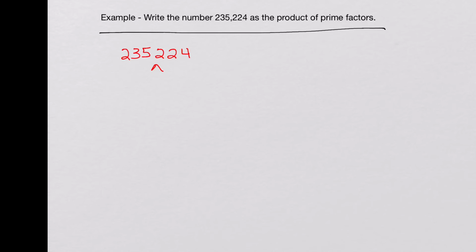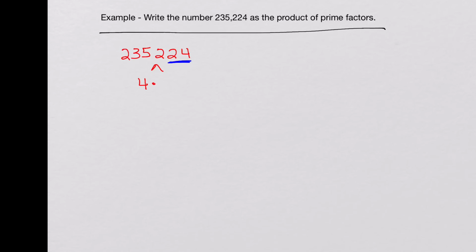Now, what I can do is use my divisibility rules to help me move along a little faster on this. I'm going to start with seeing if 4 goes into this number. I can check to see if 4 goes into a number by looking at the last 2 digits and seeing if 4 goes into those 2 digits. If it does, then 4 goes into the number. So we can see 4 goes into 235,224 because it goes into 24.